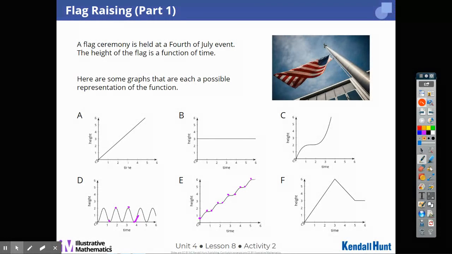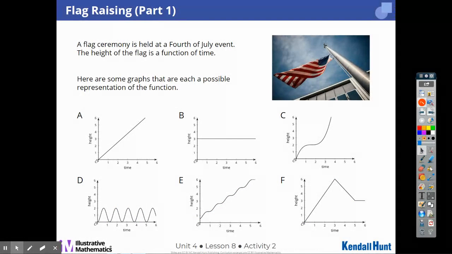Flag F, you can see it's starting at the ground, and then he pulls it up at a constant rate, reaches the top, and then it goes back down to 3 meters. So this might represent that the flag was being pulled up. Oh wait, it needs to be at half mast today, so the flag is pulled back to half mast.